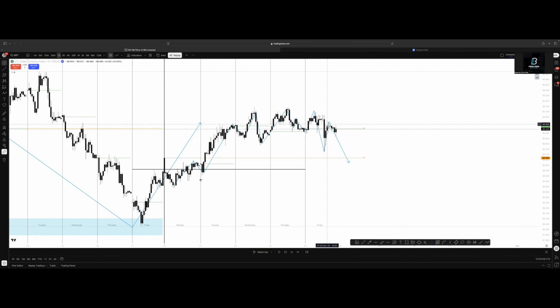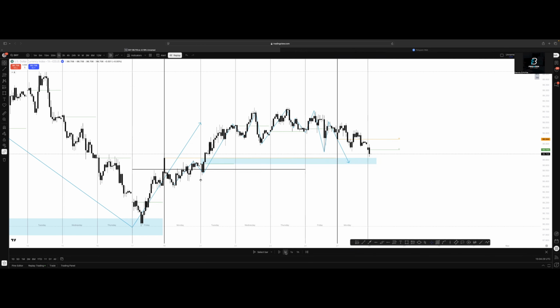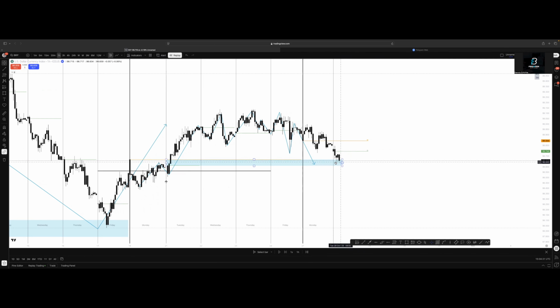I was already holding a sell position right around here. I was holding a sell position around here for the week, and my TP was around this level, just below the weekly opening price. My TP was around here. So on Monday, I didn't trade. Got out of this trade on Monday.